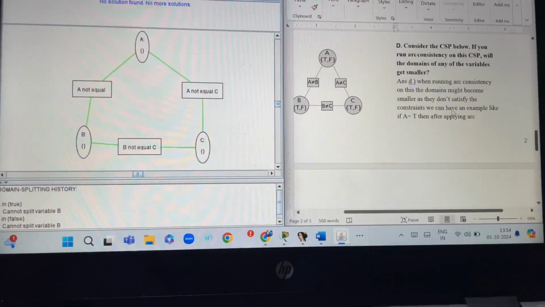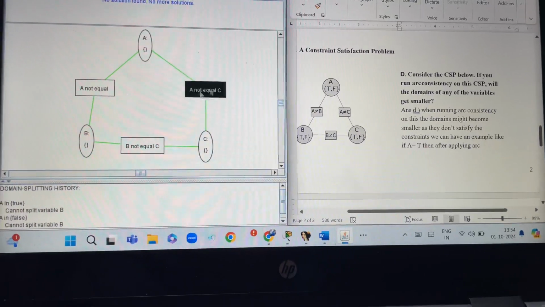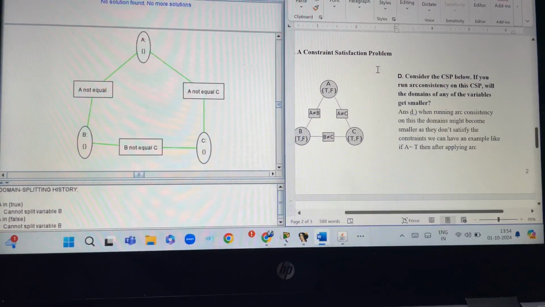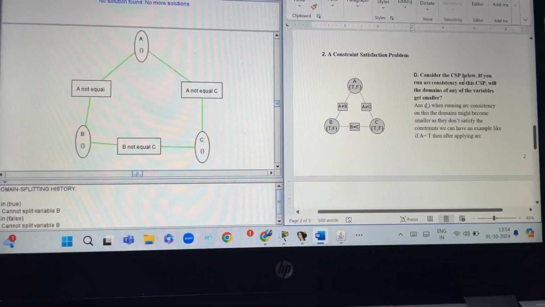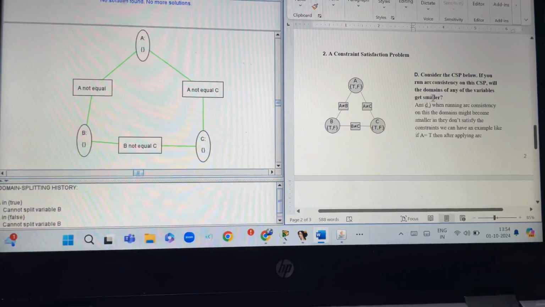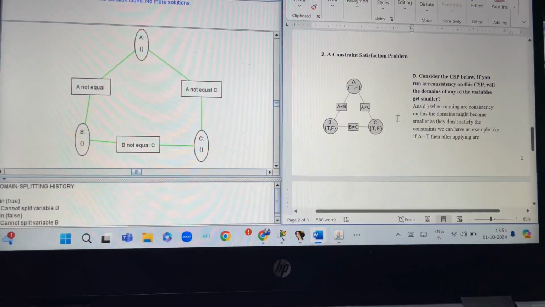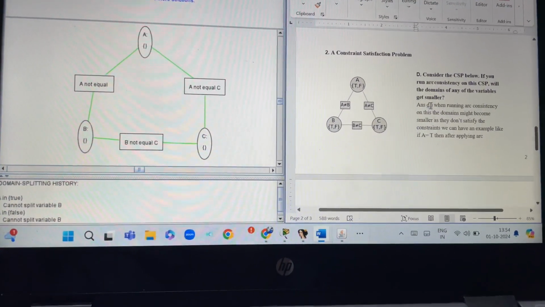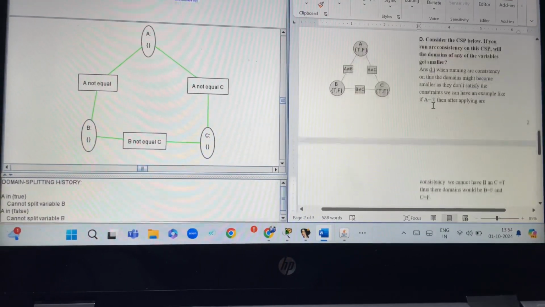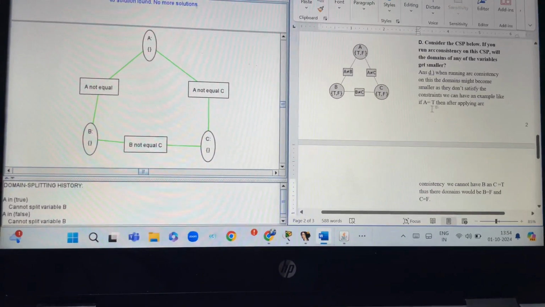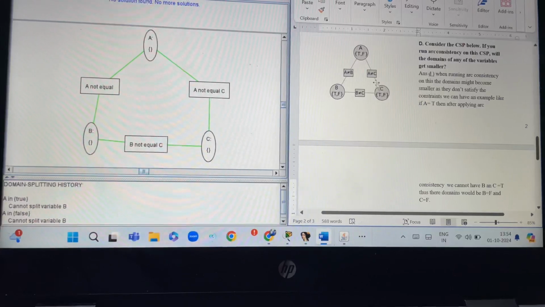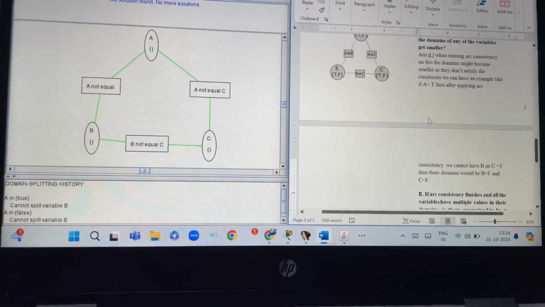So here we have a diagram like this. Okay, so does the constraint satisfaction problem, if you run the arc consistency, will the domains of any of the variables get smaller? Obviously, when we're running the arc consistency, the domains might get smaller as they don't satisfy the constraint.